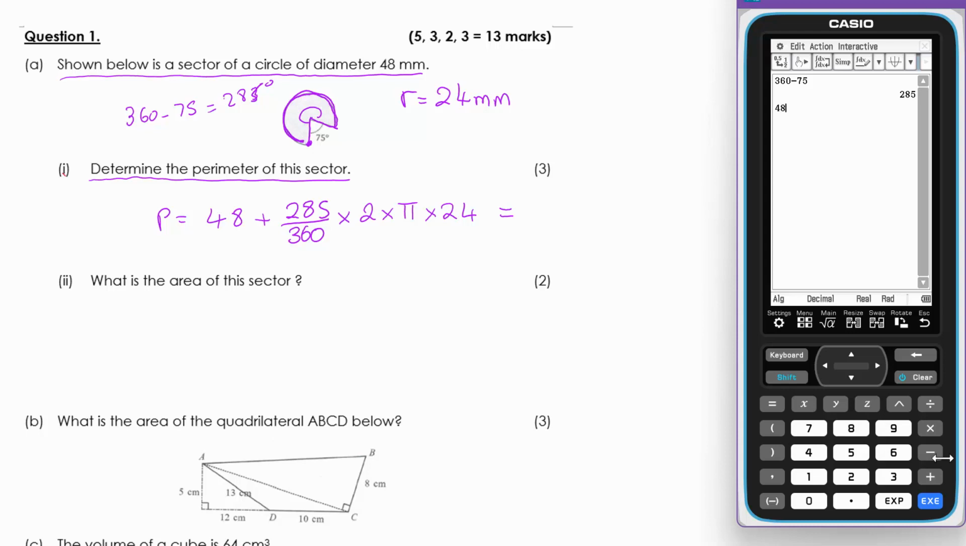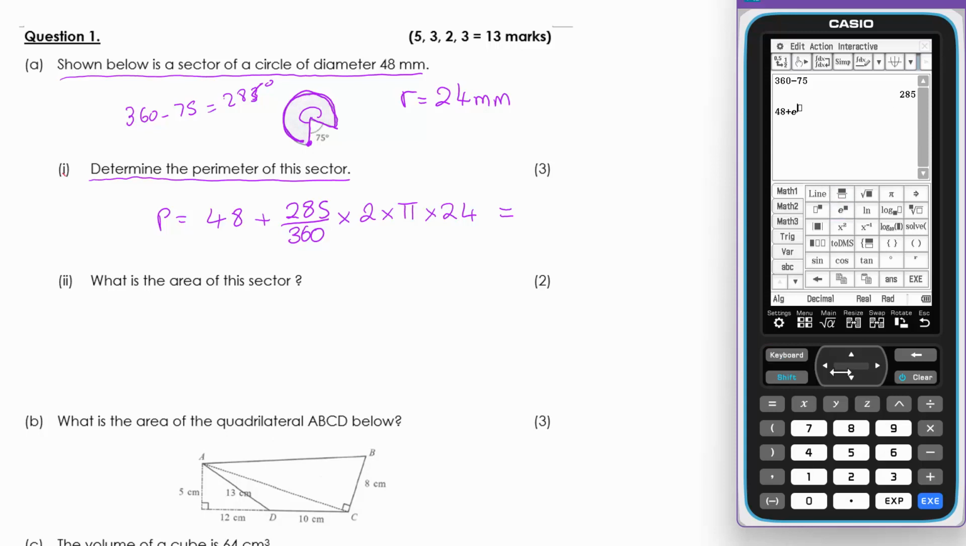So that's 48, add. I've used the wrong template there. Let's just remove that. We wanted the fraction. And we've got 285 over 360 times 2 times pi times the radius, which was 24. And that gives me 167.38 millimeters.